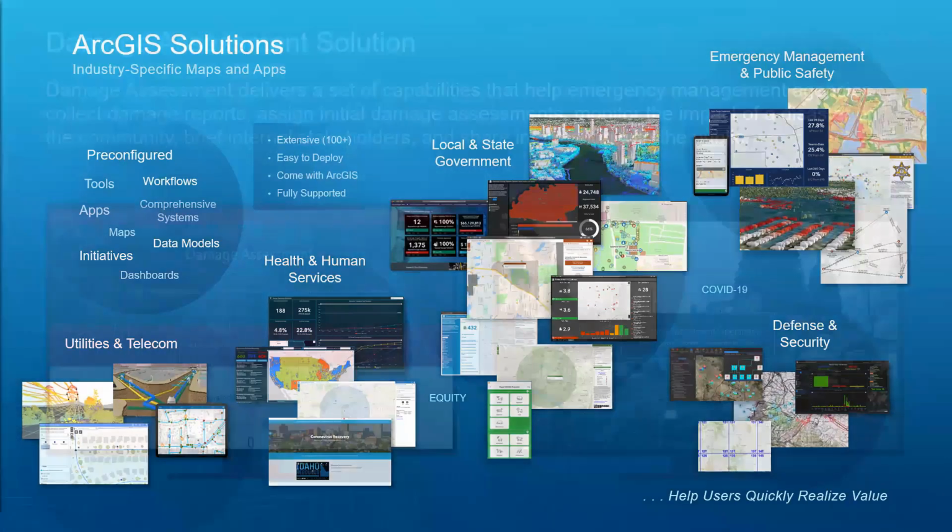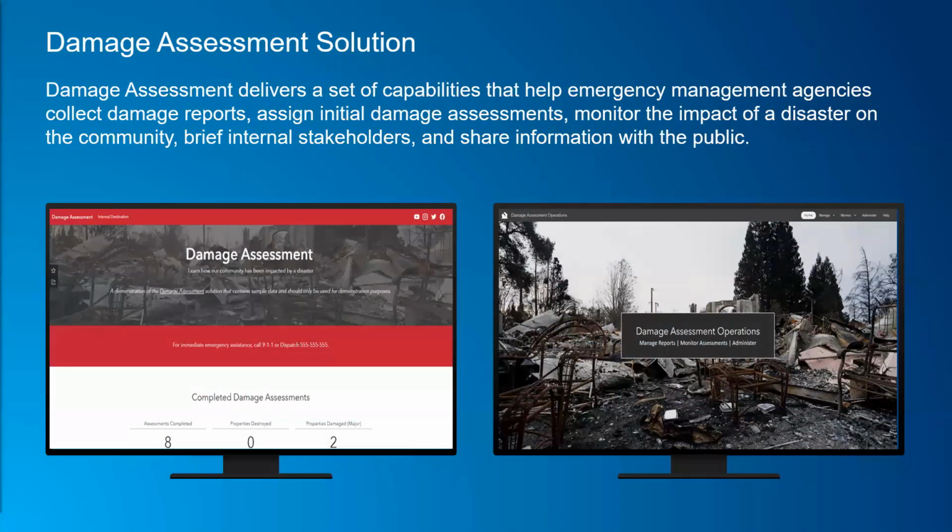So today, we're going to be focusing on one of these new solutions, which is called the damage assessment solution. The damage assessment solution delivers a set of capabilities that can help emergency management agencies collect damage reports, assign initial damage assessments, monitor the impact of a disaster in the community, brief the internal stakeholders, and then share that information with the public.